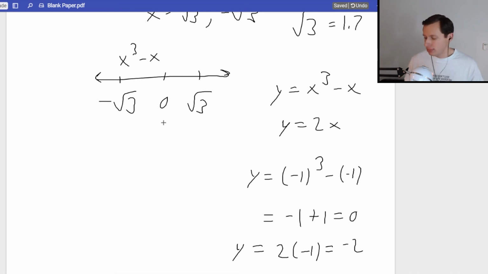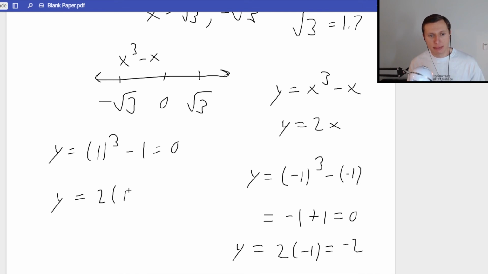And then for my other point, I'm going to plug in +1. So y equals +1 cubed minus 1, that's 0. And then the other one's y equals 2 times +1, which is 2. Y equals 2x will be on top between 0 and √3.